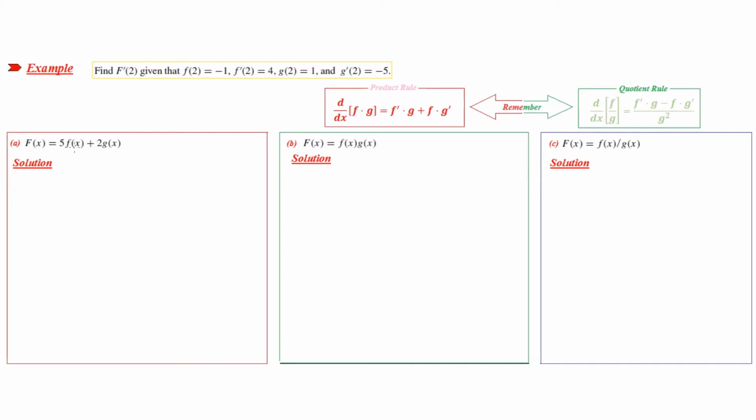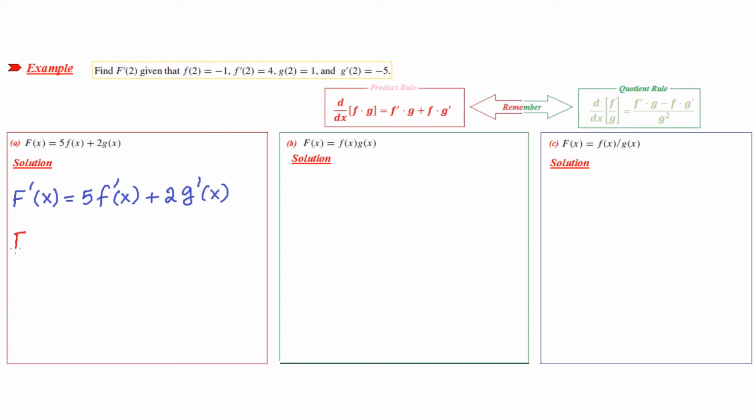So first we have addition between two functions, f of x and g of x, and you have to find f prime of 2. So f prime of x, first you have to find the general formula, equals 5 multiplied by f prime of x plus 2 times g prime of x. Then you have to plug in the value of x, which is 2, to find f prime of 2.